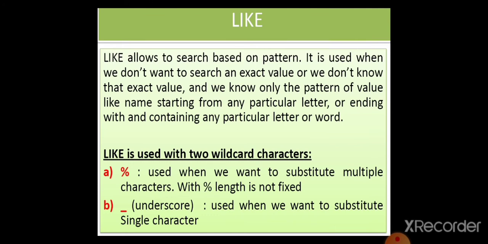Now we can read this once again. LIKE allows us to search based on a pattern. It is used when we don't want to search an exact value or we don't know the exact value, and we know only the pattern of the value, like a name starting from any particular letter, or ending with or containing any particular letter or word. Normally with the percentage the length is not fixed, whereas an underscore substitutes for a single character.